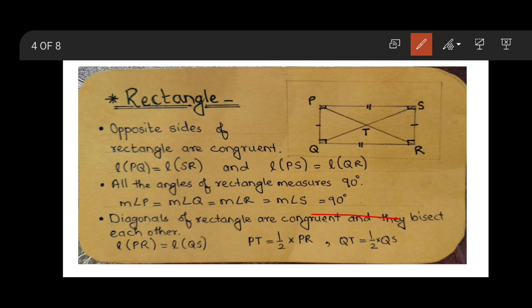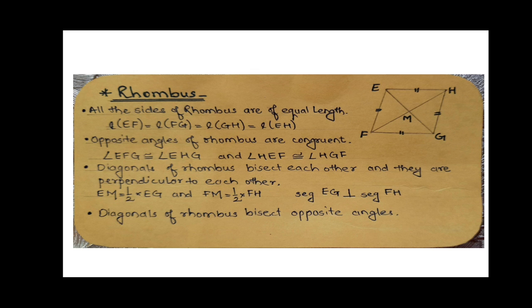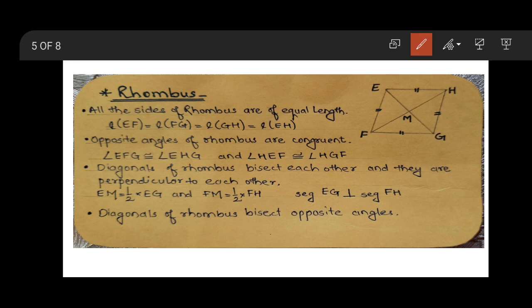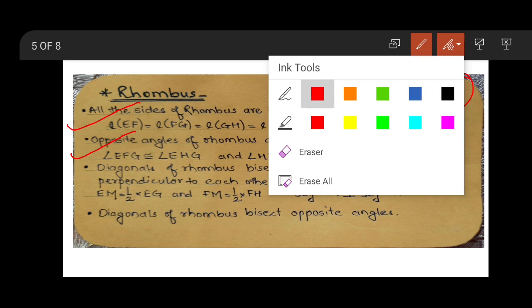The next is rhombus. All the sides of a rhombus are of equal length. EF equal to FG equal to GH equal to EH. So the lengths of all the sides of a rhombus are congruent. Opposite angles of a rhombus are congruent. Opposite angles means angle F and angle H will be congruent. Angle E and angle G will be congruent, as these are opposite pairs of angles.